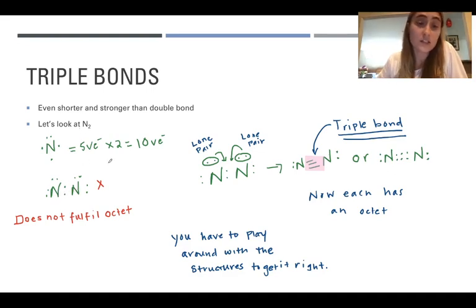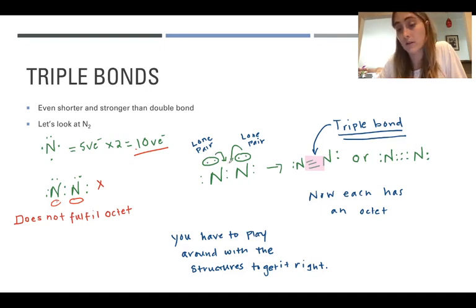these two nitrogens, 10 valence electrons, because each nitrogen has 5 valence electrons, so 10 total. And I'm going to count 1, 2, 3, 4, 5, 6, 7, 8, 9, 10. But of course, each of these is missing 2 valence electrons to fulfill its octet. So what we're going to do is add a lone pair, and one lone pair won't be enough. We're going to have to drag 2 lone pairs to the center.